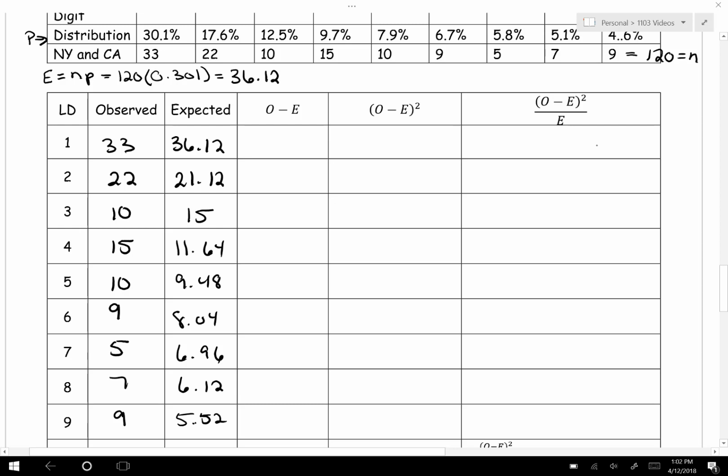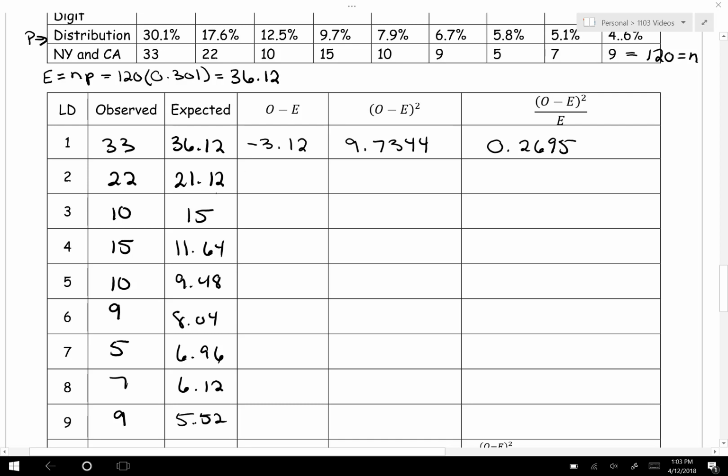So we want to take our observed minus our expected, so 33 minus 36.12, that should give you negative 3.12, and then go ahead and square that, and you should get positive 9.7344. Now you've got this number in your calculator already, so divide it by E, our expected, which is 36.12, and that should give you 0.2695.